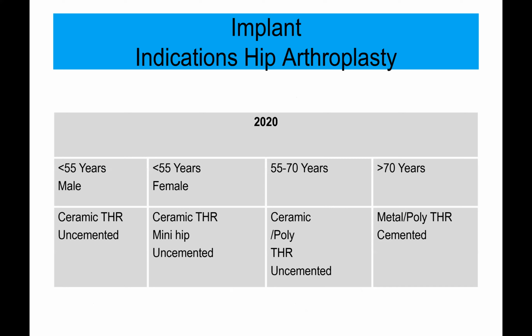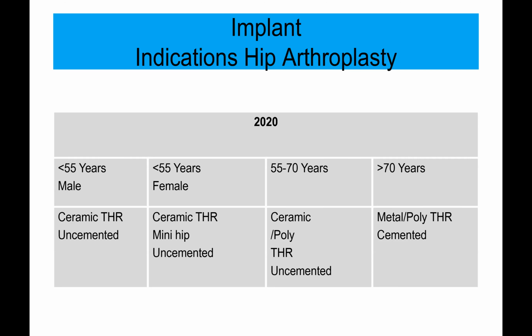If your patient's age is less than 55 years, you can use a ceramic total hip replacement, uncemented. In the female, a ceramic mini hip, uncemented. At 55 to 70, you can use a ceramic on poly total hip, again uncemented. But above 70, it is recommended to use a cemented hip. So we can remember that and say it in the exam. But now you have to give evidence. Evidence has to be based upon long-term studies, lab studies, patient satisfaction studies, and patient-reported outcome measures.